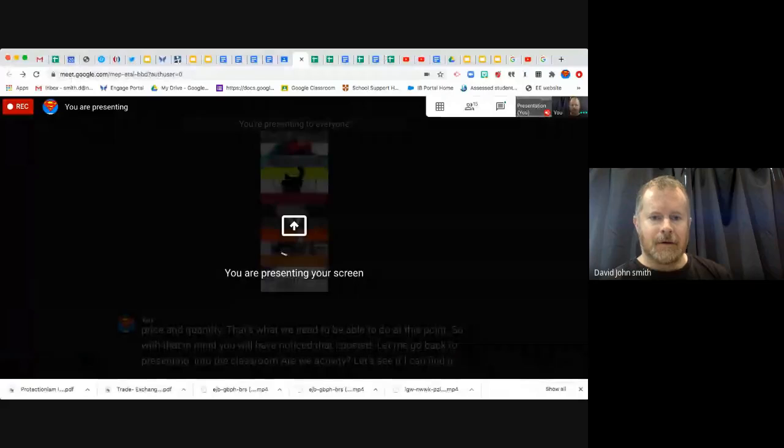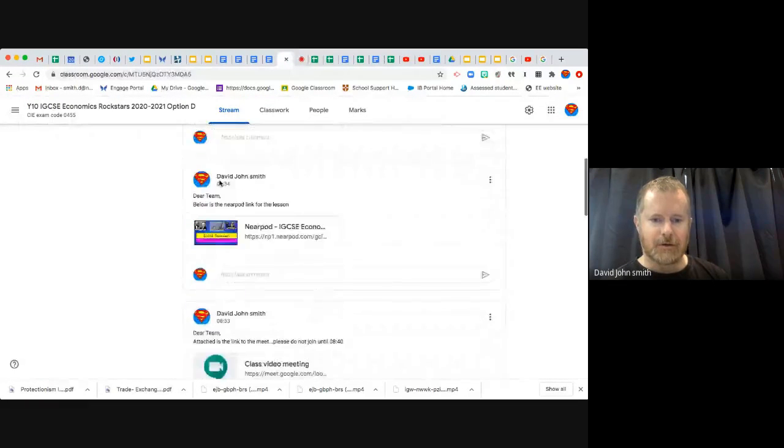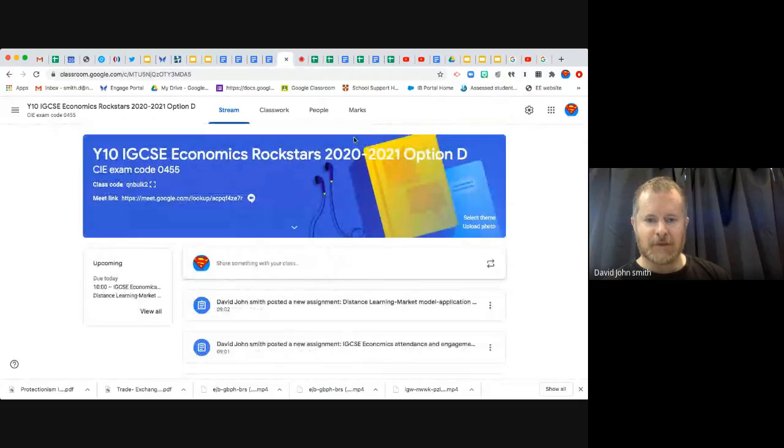So knowing what the curves are, knowing how they move, left and right, knowing the impact on the equilibrium price and quantity, that's what we need to be able to do at this point. So with that in mind, you will have noticed that I posted into the classroom a wee activity. Let's see if I can find it. Here it is.